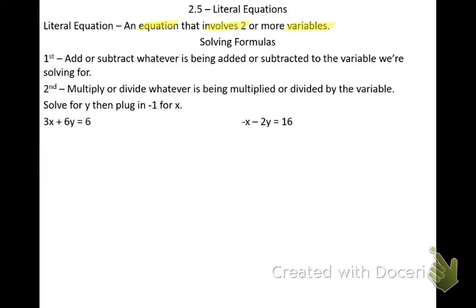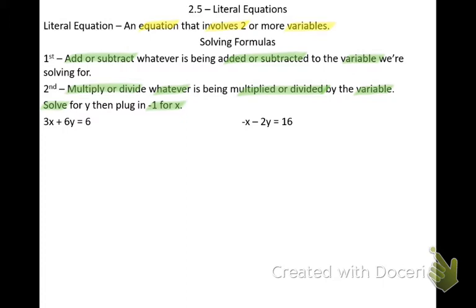So your first step will be to add and subtract whatever's being added or subtracted to the variable. Your second step will be to multiply or divide whatever is being multiplied or divided by the variable. And then finally, we're going to plug in a number for x and then solve for y.